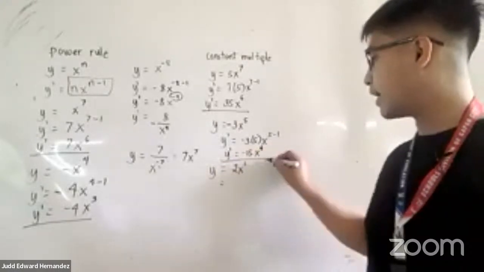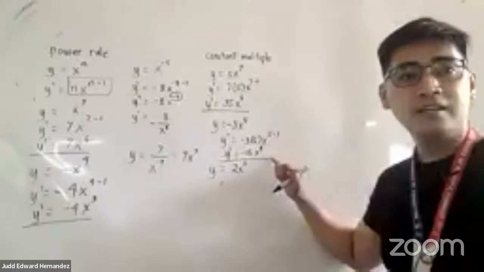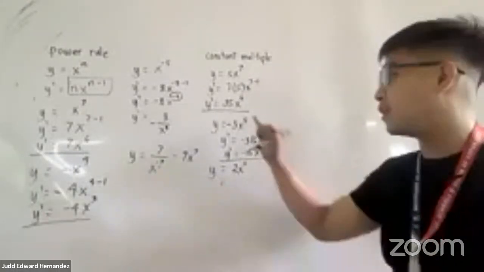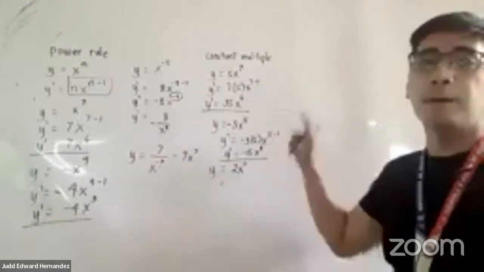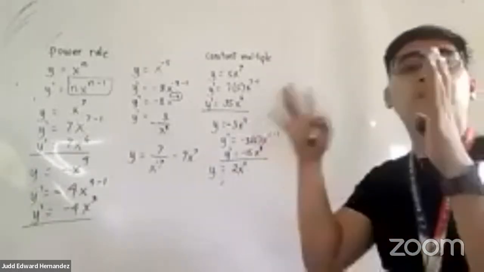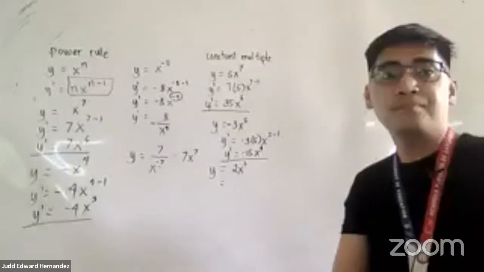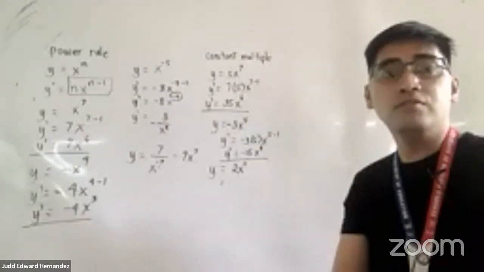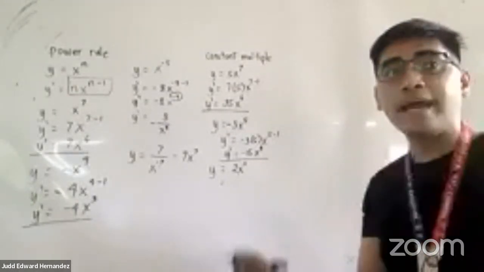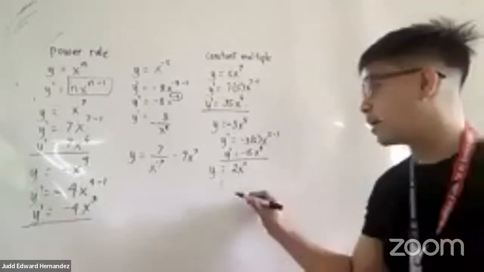Nakuha po ba yung tamang sagot? Okay, that is our derivative of negative 3x raised to 5. Baba, exponent, multiply sa constant, mag-minus 1 dun sa exponent nung base natin. Okay, Kyla, what is the answer for the second one?